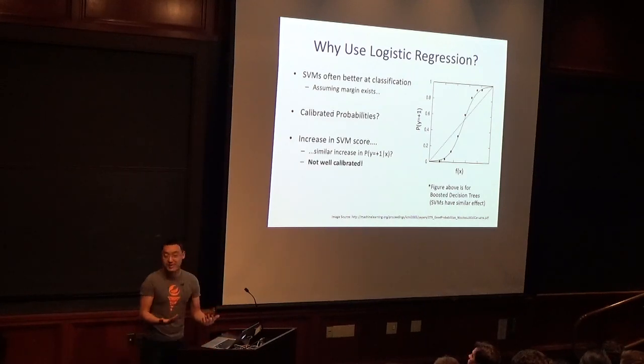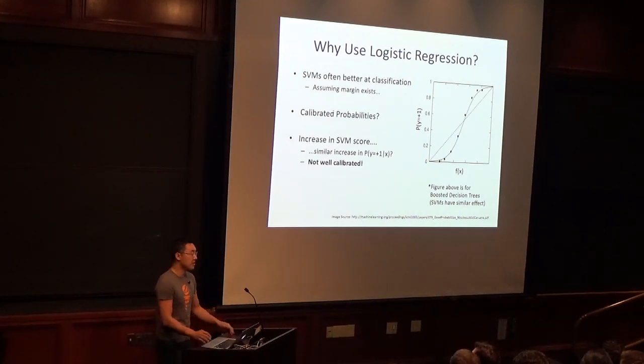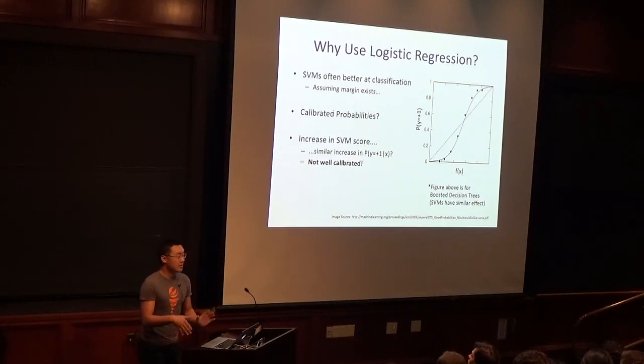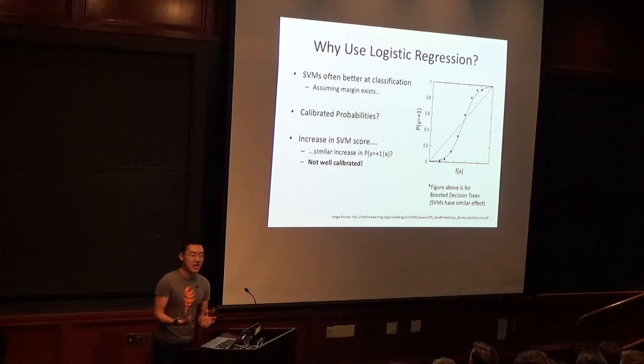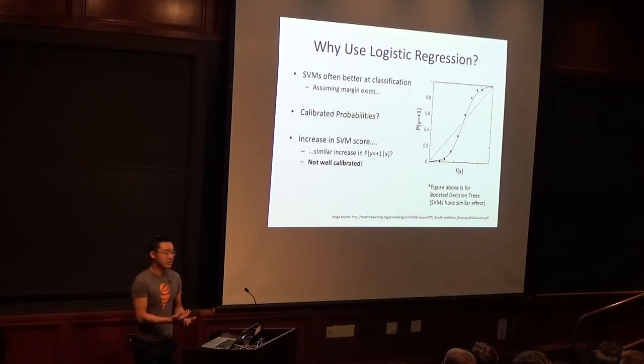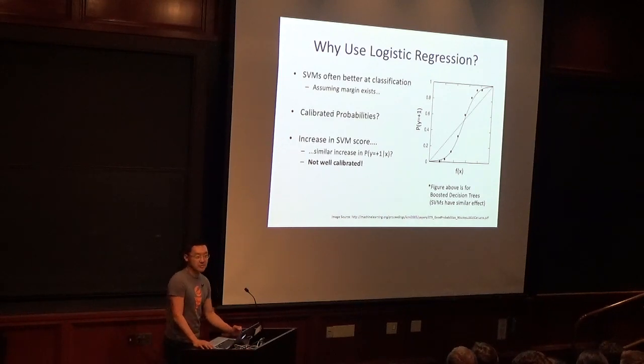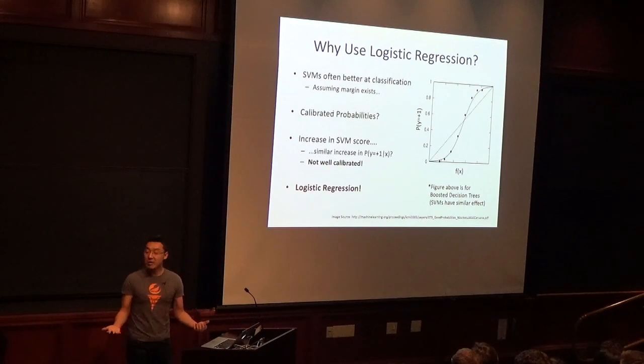SVMs are known to be not well calibrated for these things. The hinge loss margin violation measurement is known to not be well calibrated with the probability of a label being plus or minus 1 in a certain region of the input space. And that's why we use logistic regression.